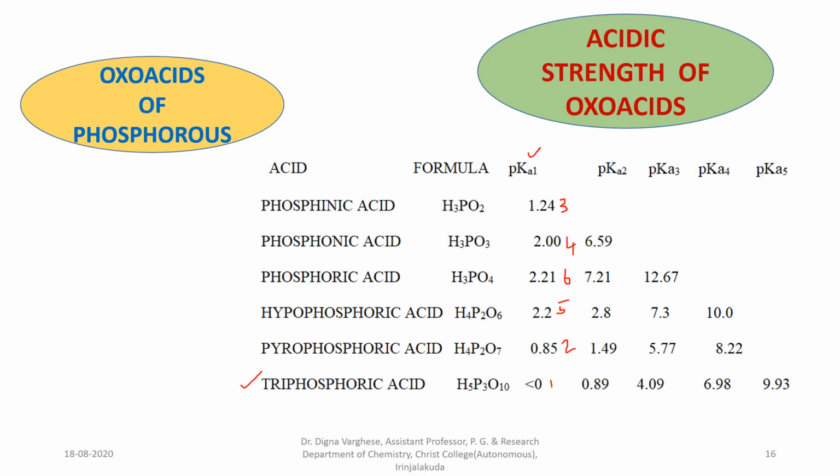When considering phosphinic acid, phosphonic acid and phosphoric acid, phosphinic acid has higher acidic strength than phosphonic acid, and phosphorous acid or phosphonic acid is higher than orthophosphoric acid. That means the smaller the pKa value, the greater is its acidic strength.